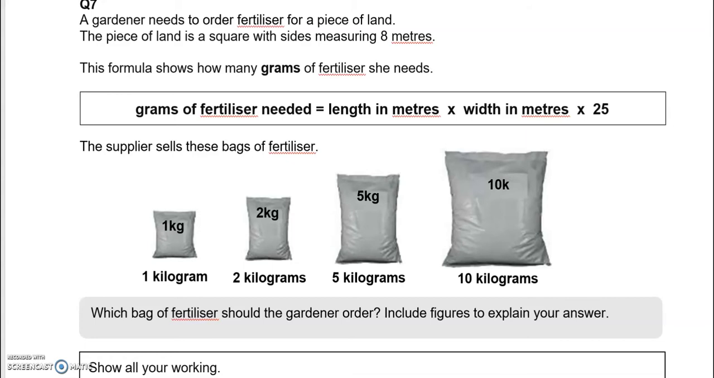Supplier sells these bags of fertilizer: 1 kilogram, 2 kilograms, 5 kilograms, and 10 kilograms. Which bag of fertilizer should the gardener order? Include figures to explain your answer. Show all your working.